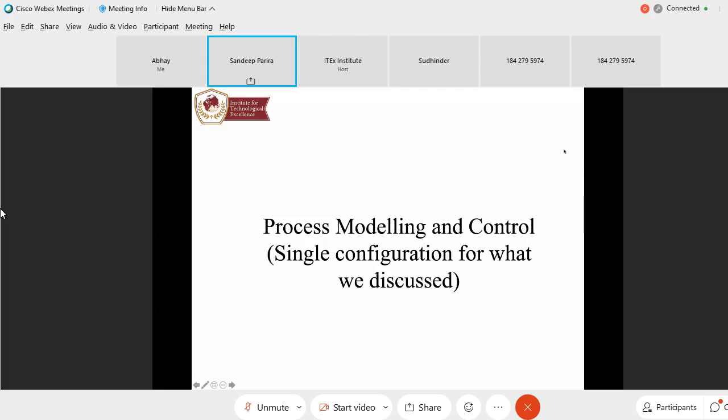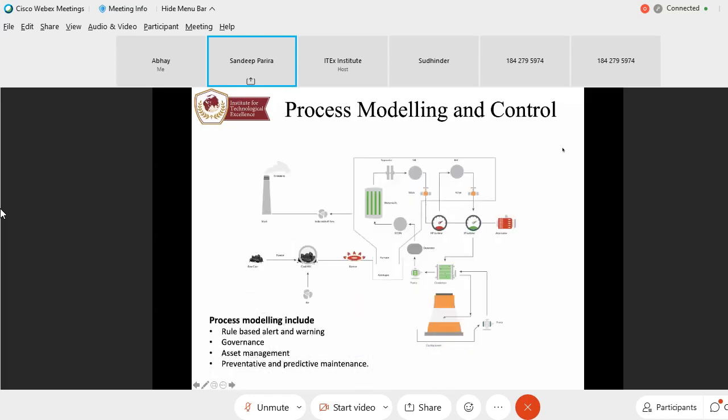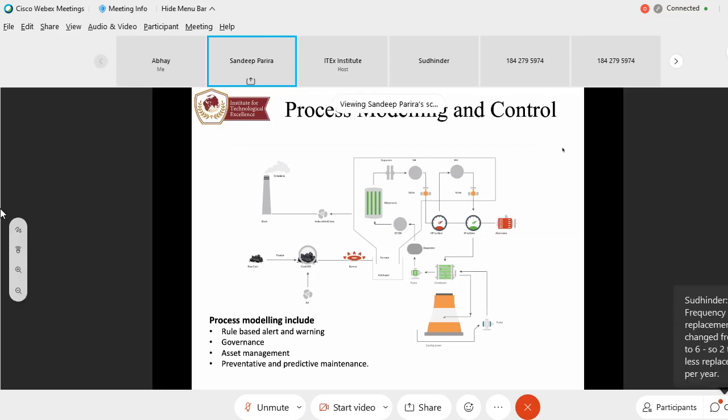Last thing I just wanted to discuss is, if you have looked into the modeling of preventive maintenance and predictive maintenance, every company has a slightly different process. Even if they are in the same industry, they have different kinds of processes which we run.